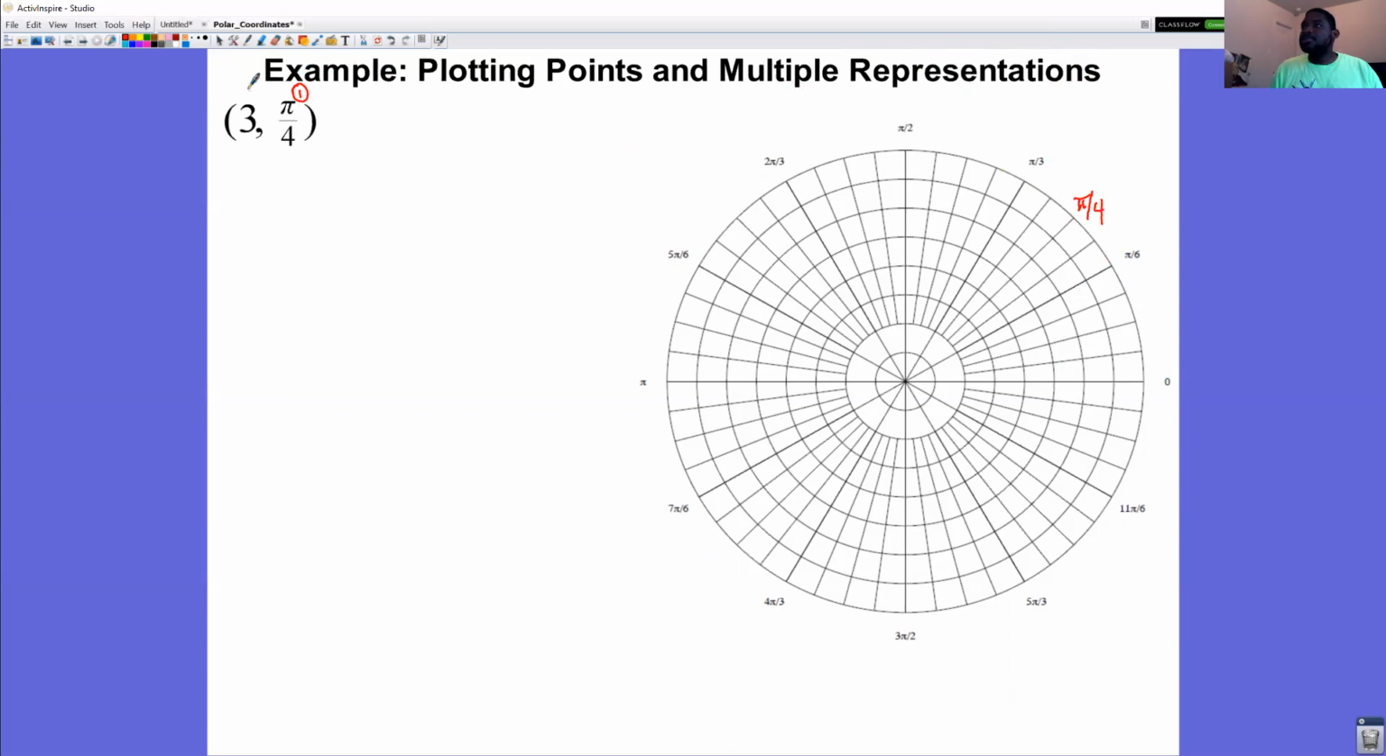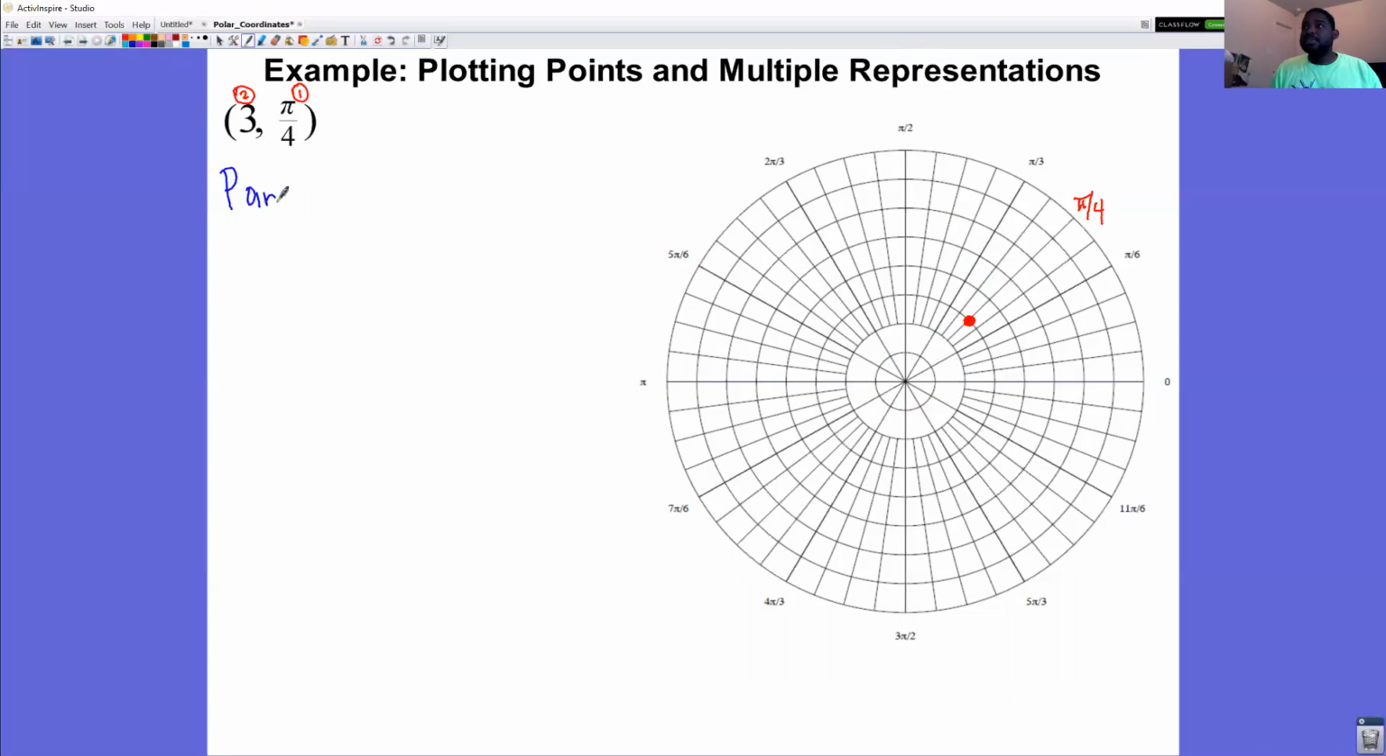And now we're going to go over to our value of r. As you can see, our value of r is positive 3. So that means we're going to go 3 units from the pole on the radial line, pi over 4. So we're going to count circles here. 1, 2, 3. So there's where the point is. So the point 3 comma pi over 4 is right here. Now what we're going to do is look for 3 additional points that represent that same point, which is red on the screen.